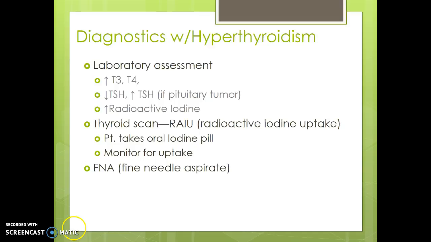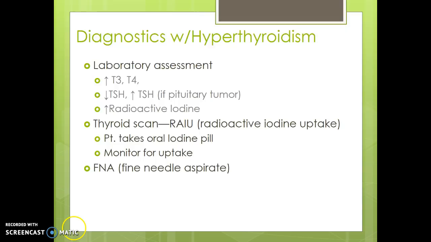However, if there is a pituitary tumor, you'll see an increase in thyroid stimulating hormone as well as an increase in thyroid hormones downstream, and that's when you consider that the hyperthyroidism is secondary to the pituitary tumor.